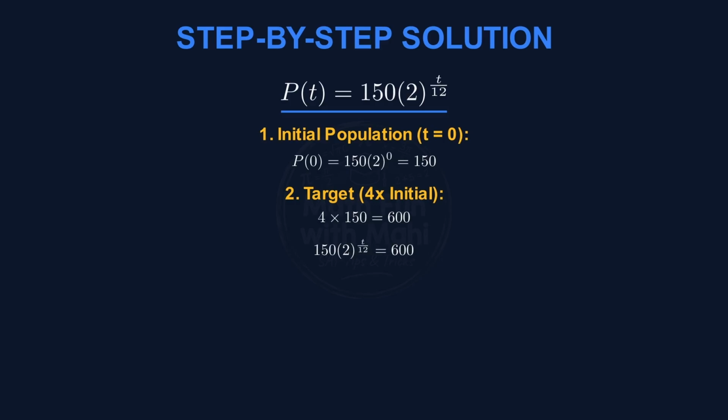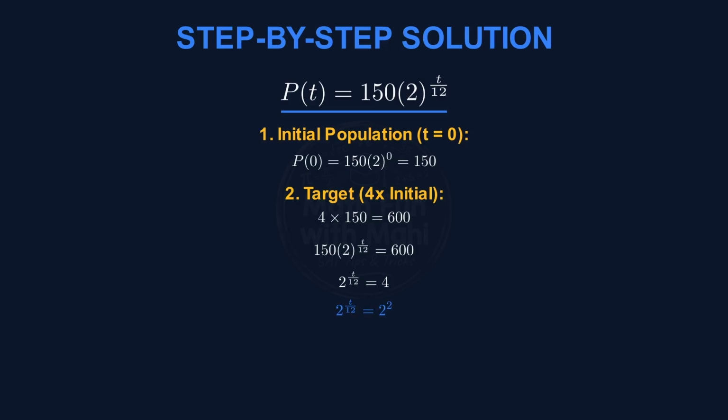Now to solve for t, we start by dividing both sides by 150. That leaves us with 2 to the power of t divided by 12 is equal to 4. Here is the key insight. We want to match the bases. Since 4 is the same as 2 to the power of 2, we can rewrite the equation like this.